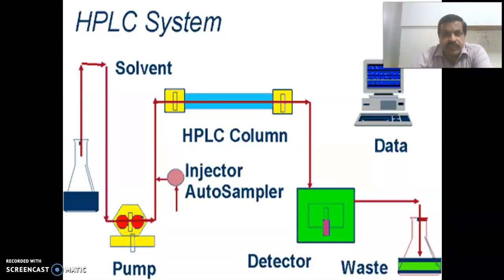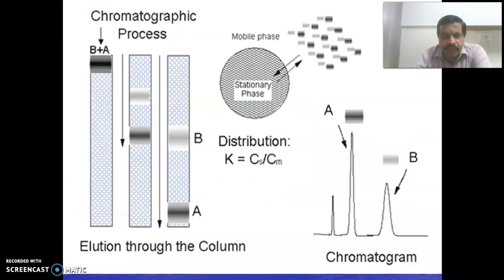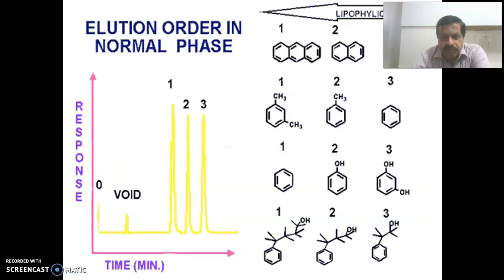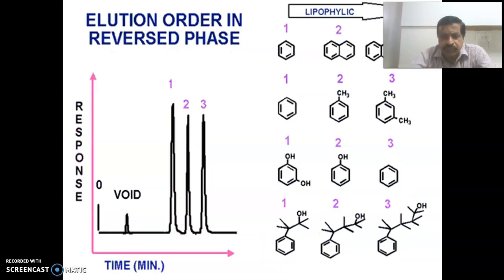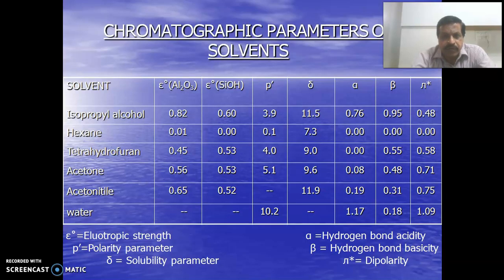So this is a brief sketch of the HPLC, where the separation usually takes place at the column and then further it will be recorded. Then the chromatographic process, as you know, depends mainly upon the eluting capacity factor. Based upon that, they are divided into two types: normal phase and reverse phase HPLC. This is the elution order you are seeing in normal phase, then the elution order in reverse phase, depending upon the polarity of the compound.